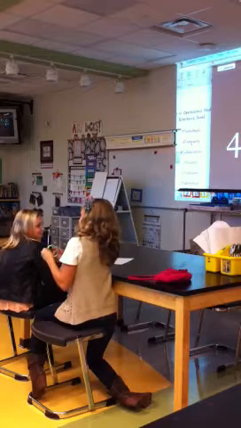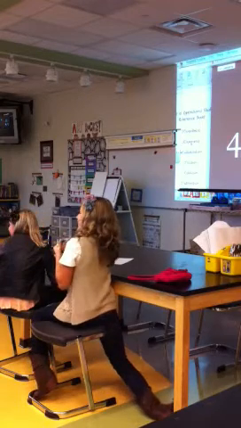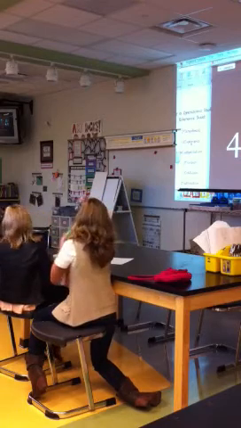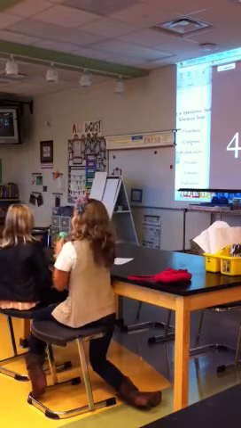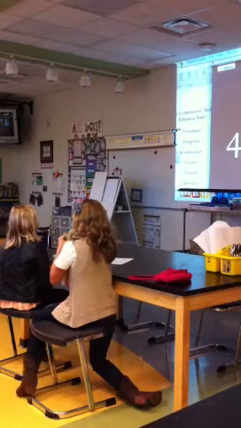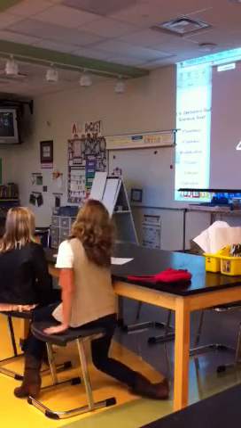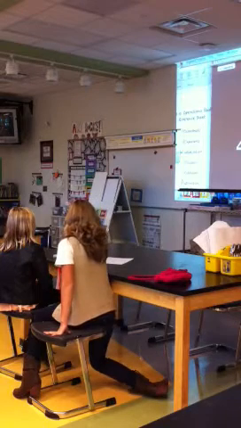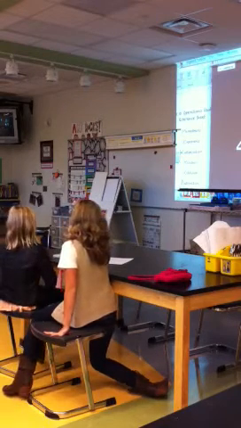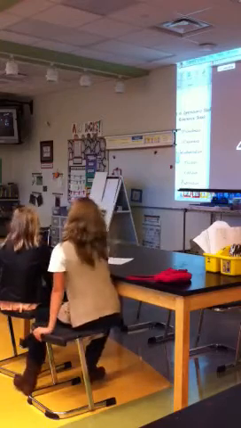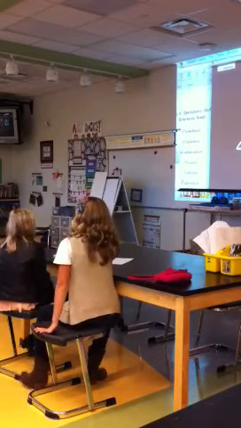Is there exponents in this problem? Nope, so we move on to the next step. What's the next step, Scarlett? Multiplication. Is there multiplication in this problem? Yes. So what's 4 times 6? 24. Good. Then I ask myself, what's my next step? Division. Is there division in this problem? Nope, so I move on.